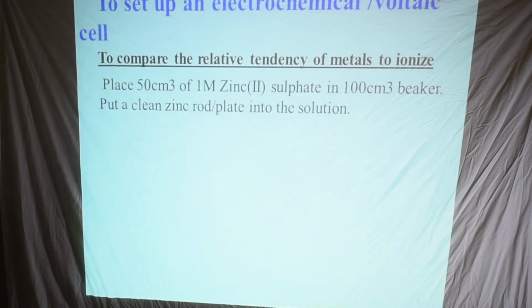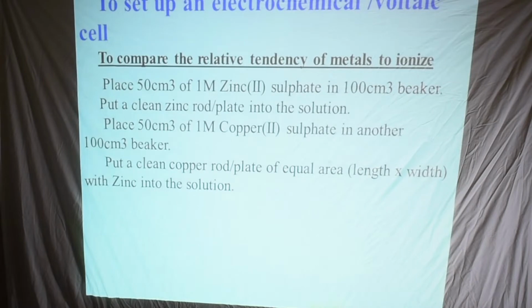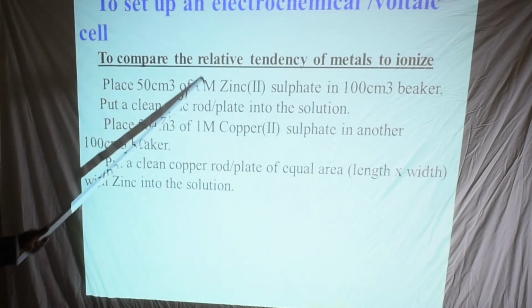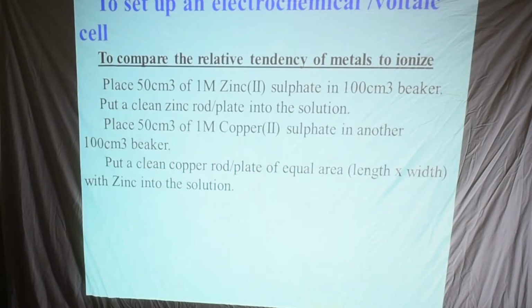For the first one, we place 50 cubic centimeters of one molar zinc sulfate in a 100 cubic centimeter beaker. Put a clean zinc rod into the solution. So we have 50 cubic centimeters of zinc solution and a zinc rod. At the same time, on the other hand, place 50 cubic centimeters of one molar copper sulfate in another 100 cubic centimeter beaker. You realize the volumes are the same and the concentrations are the same.